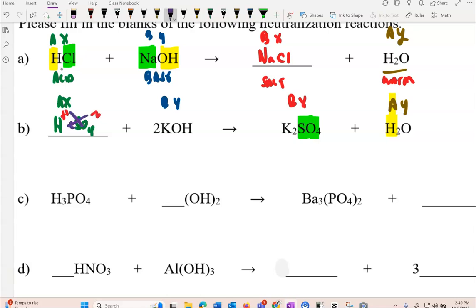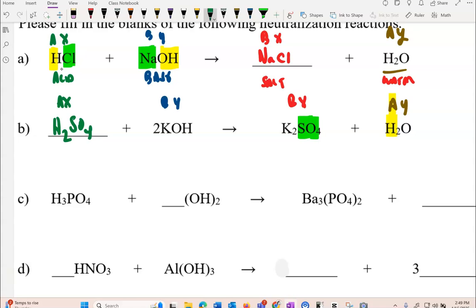So I'm going to do my drop and swap, and that means I'm going to put a subscript of 2 in front of the hydrogen. So even though my A is H and my X is SO4 with a charge of 2-, I'm going to put a subscript of 2 there, and that takes care of all of the hydrogens and is the correct formula.